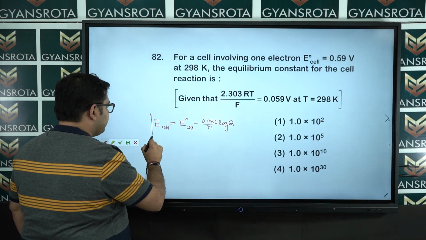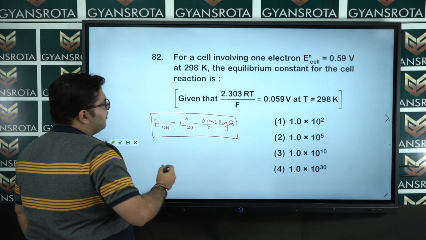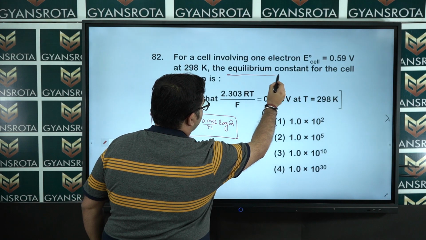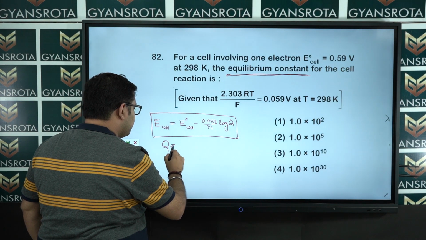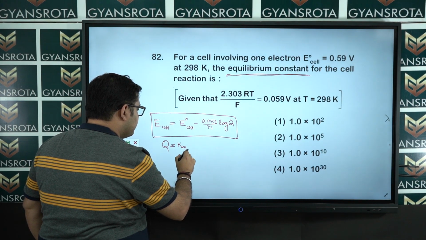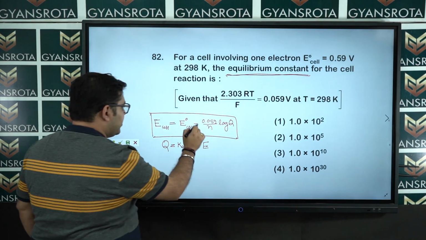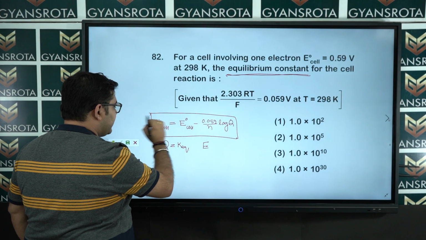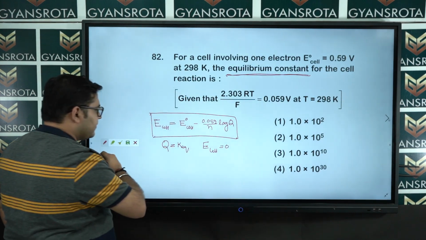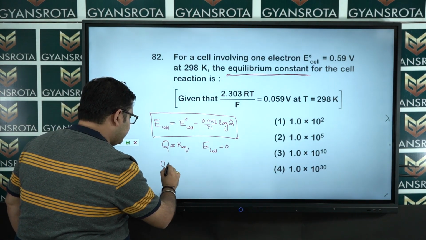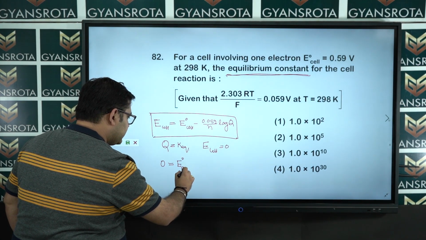So, this is the formula which we are going to use to solve this problem. Now, here they are mentioning the equilibrium constant. So, during equilibrium your Q value is equal to K eq, and your E cell, not the standard one, that E cell which is not given as a standard condition, that value is also equal to 0.